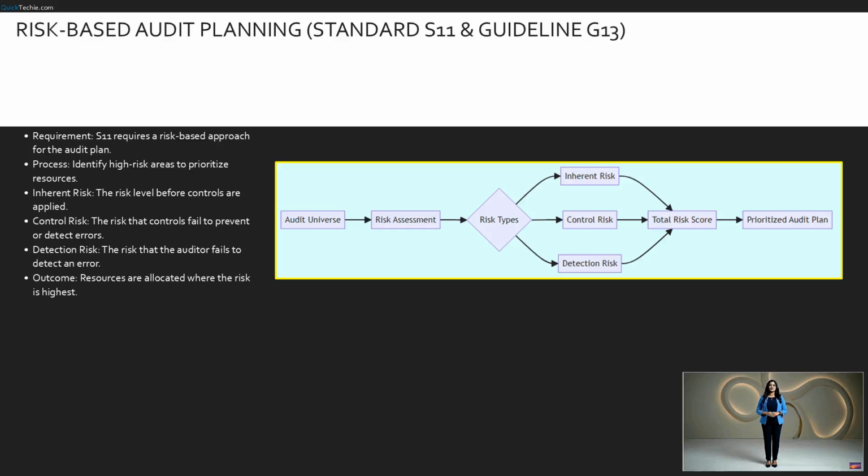We start with the audit universe on the left, everything we could audit. We feed that into the risk assessment. We analyze the three risk types: inherent, control, and detection. These combine to form a total risk score. That score dictates our prioritized audit plan on the right. This ensures we focus on what matters most.